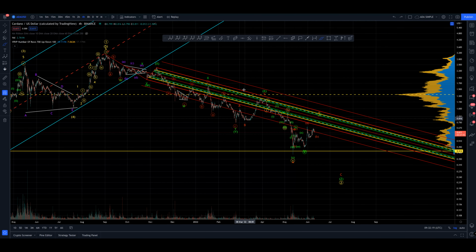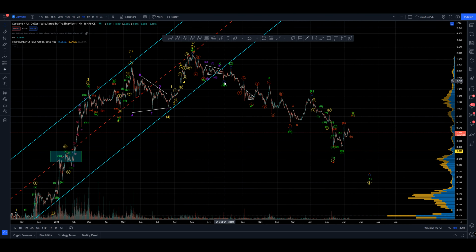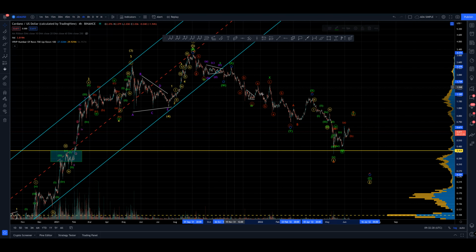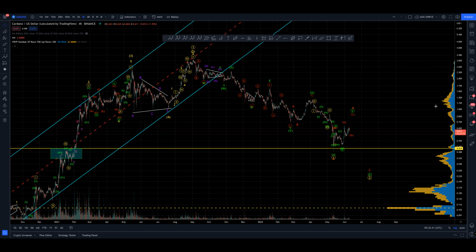It's not neat. It's not a nice channeling simple ABC. It's not a nice extended, or measurable flat. It's just a series of zigzags going on and on and on until finally it ends. And it will end eventually, and when it does, it'll probably end quite violently and bounce even more violently in the opposite direction. So that's what we're waiting for now, really.